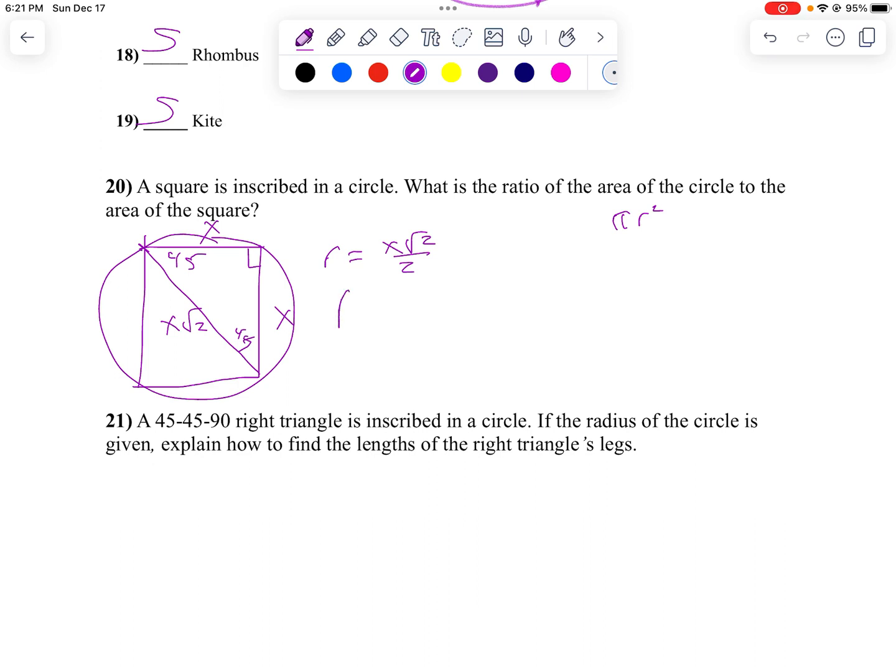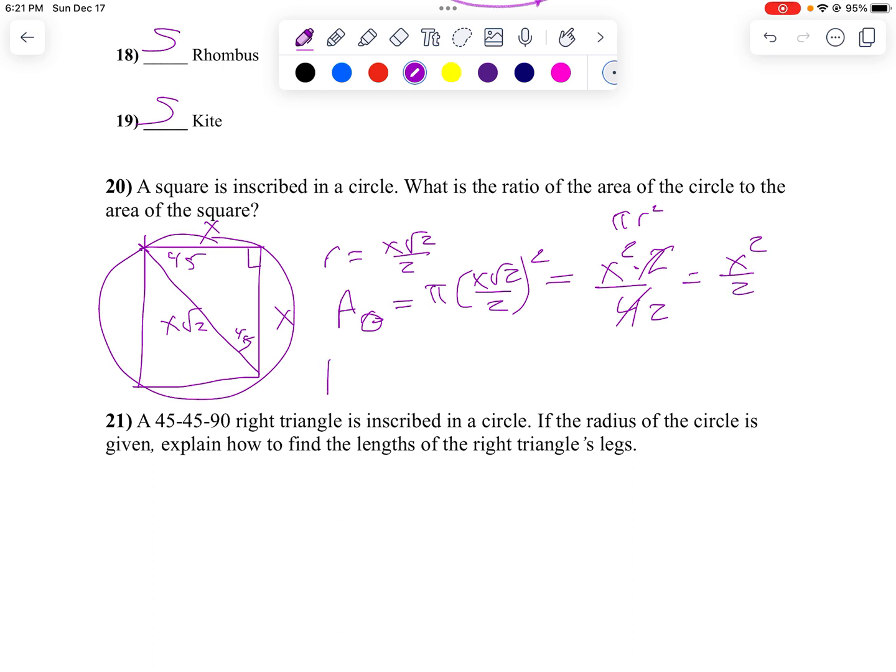So the area of my circle is going to be pi times x times the square root of 2 divided by 2, squared. Pi r squared. So that would be x squared times 2 divided by 4, because 2 squared is 4. The 2's reduce, 2 goes into 4 twice, so I get x squared divided by 2.